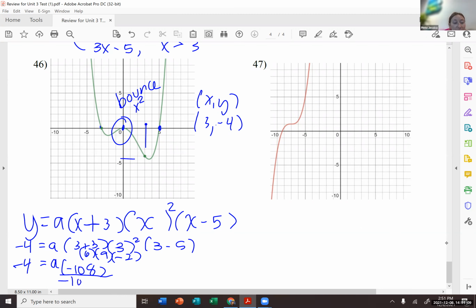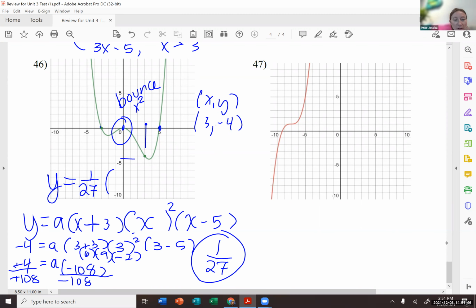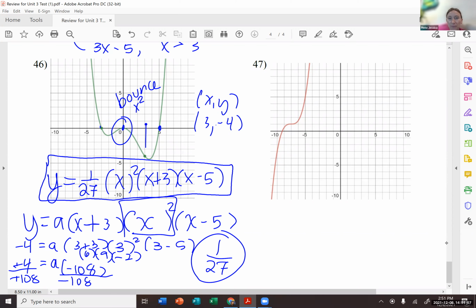So dividing by -108, 2 negatives, so I get positive, and those are definitely both even, and 4 goes into both of them. So 1, and 4 goes into 10 twice, the remainder of 2. So 2, and then 4 goes into 28 7 times. So a is equal to 1/27. So let me write that here just really big. y equals 1/27. And then I'm going to write this part first just because I like to. x squared, x plus 3, x minus 5. Wonderful.